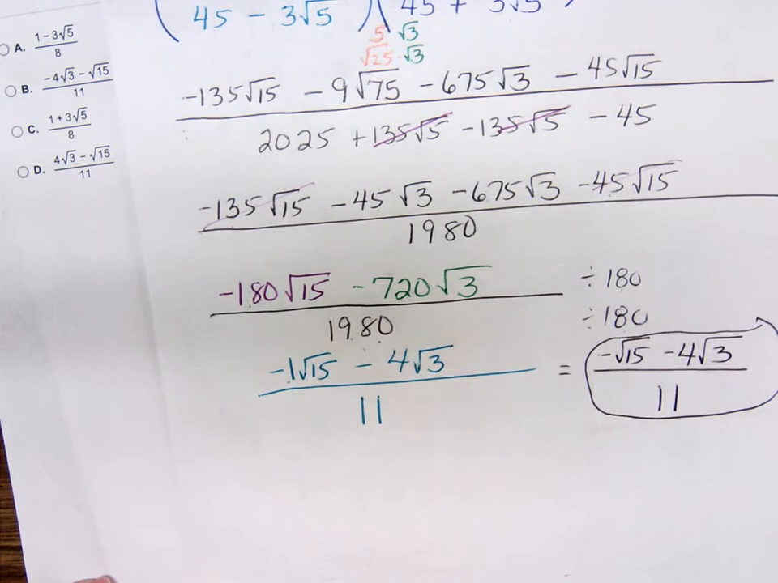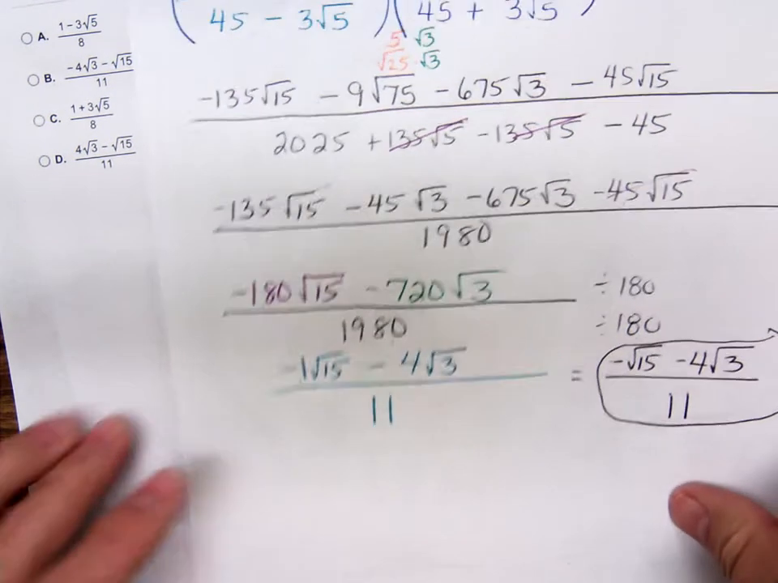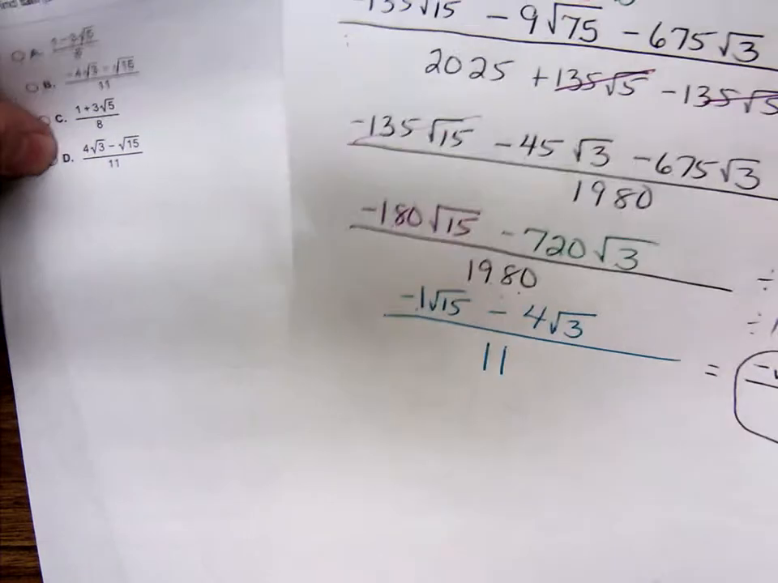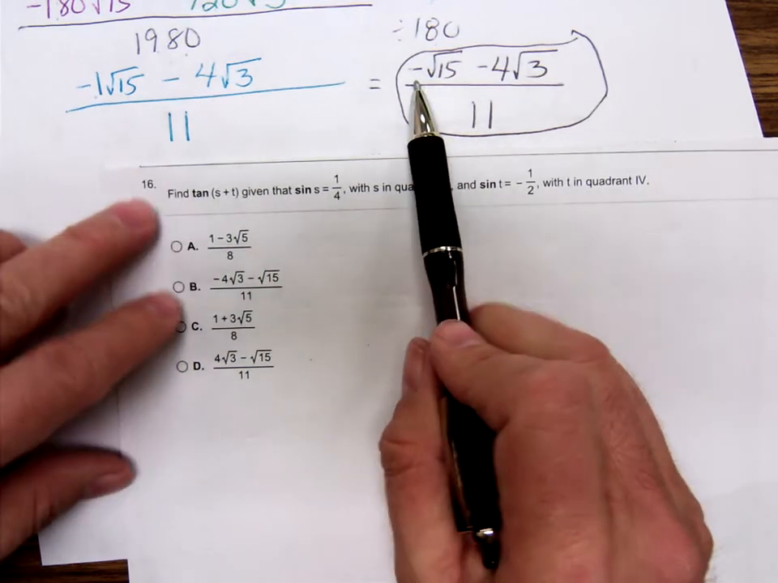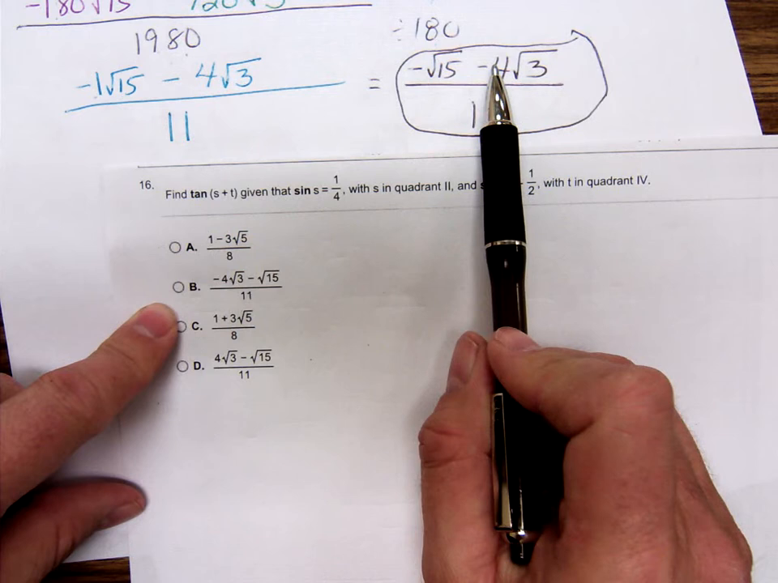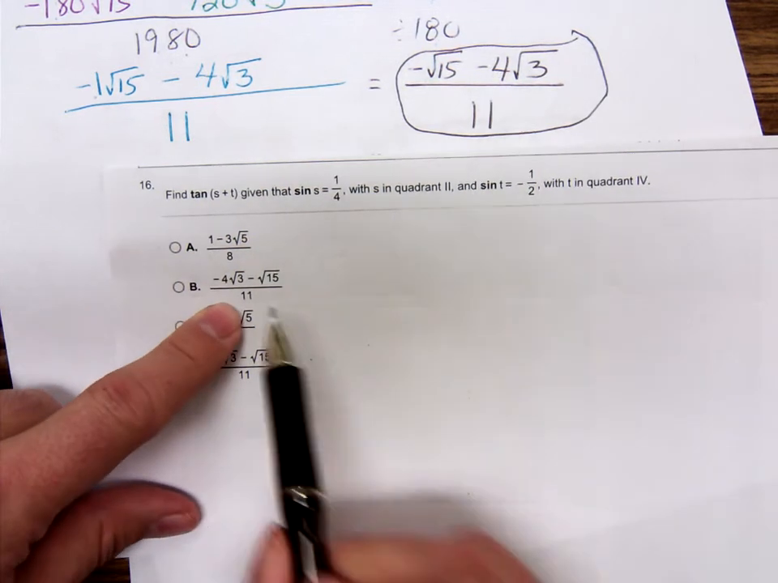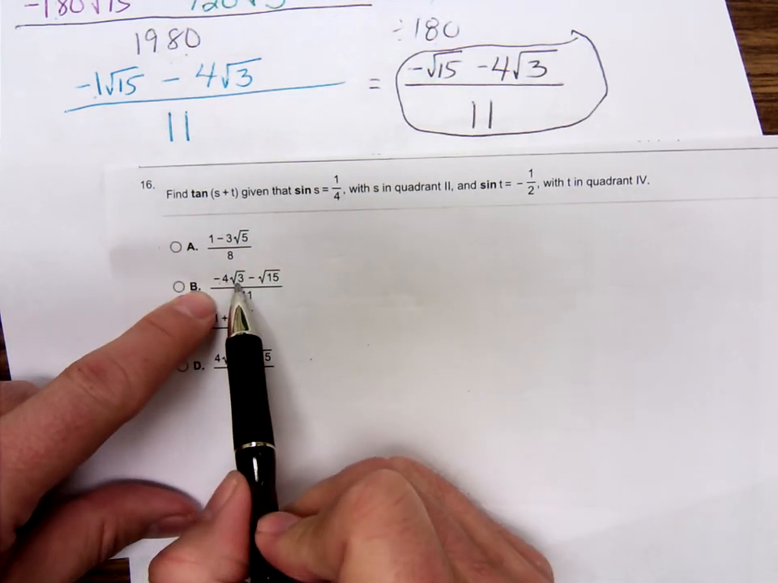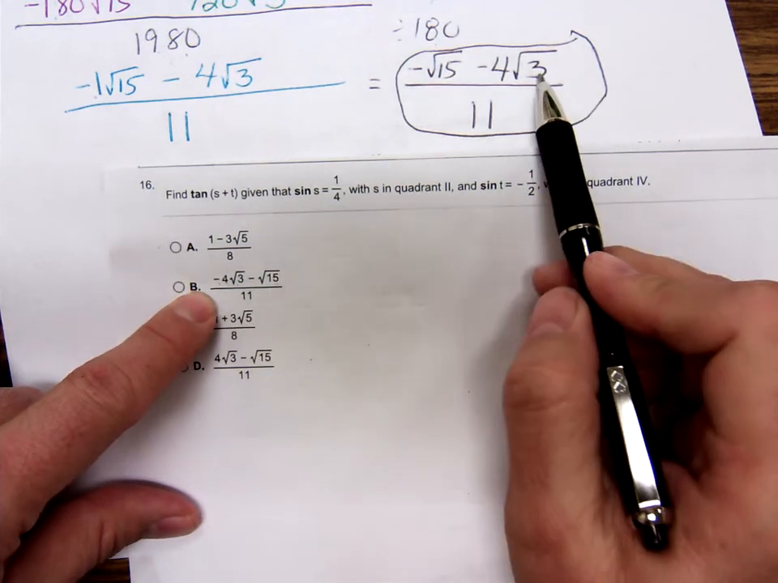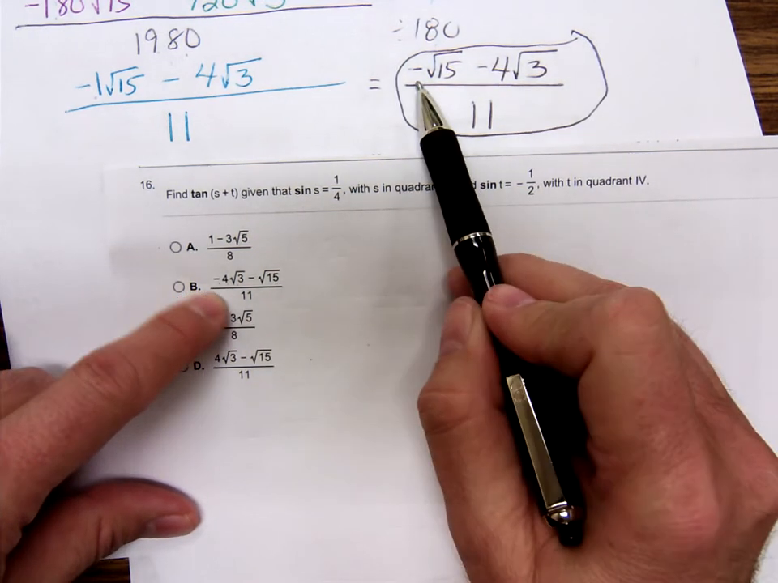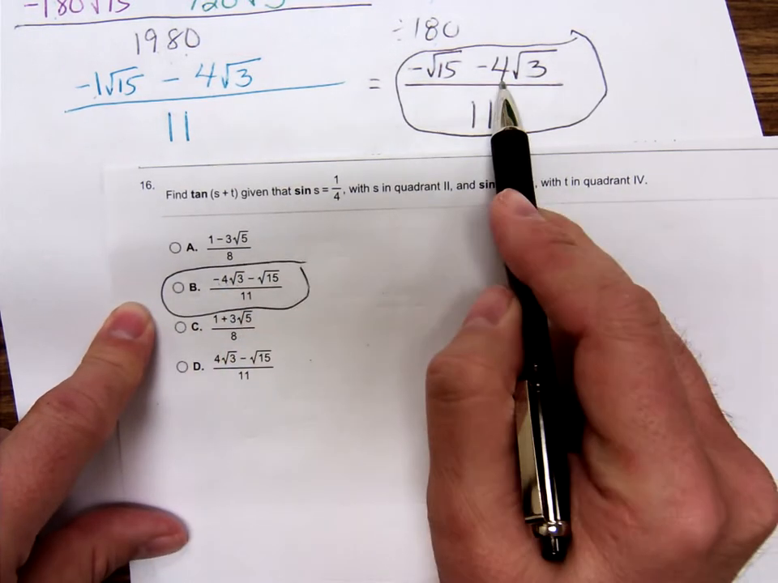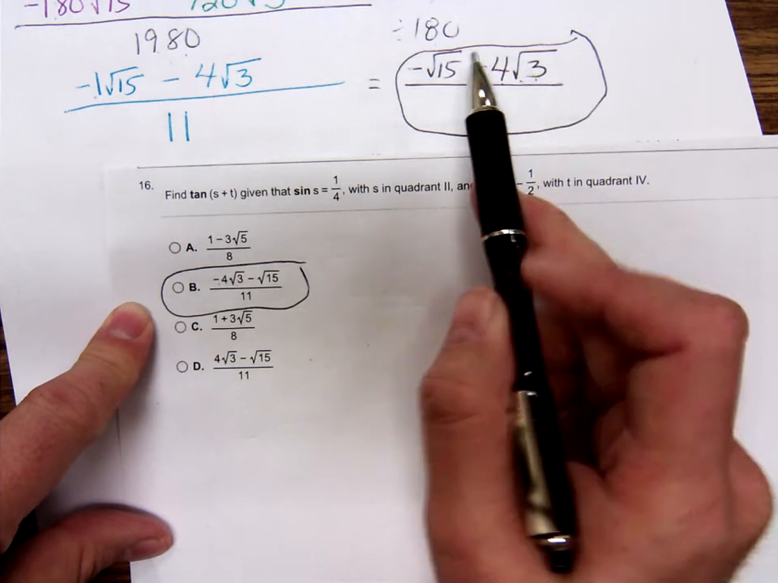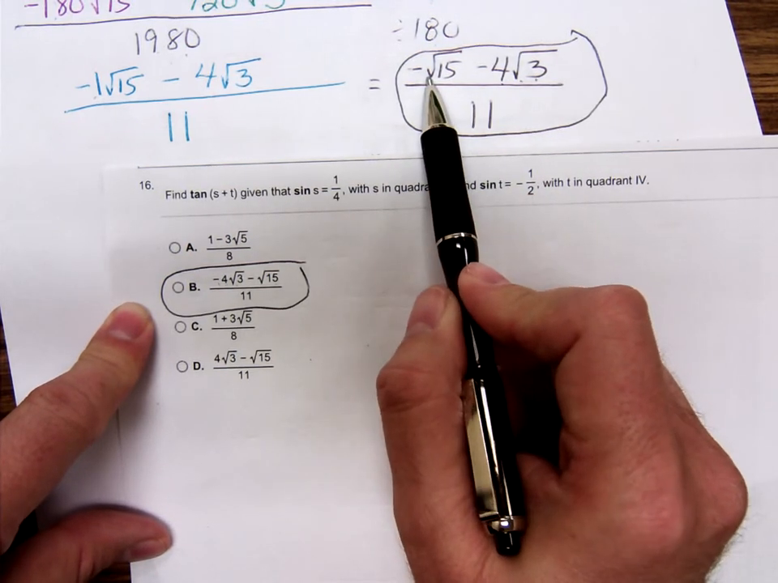Let's make sure that that's one of the answer choices. Let's see. There. Negative square root of 15 minus 4 square root of 3. Well, they wrote it as negative 4 square root of 3 minus square root of 15. I think I said square root of 11. I meant 3. So I'm thinking the answer is B. Notice they wrote the negative 4 square root of 3 first, and then the minus square root of 15 all over 11.